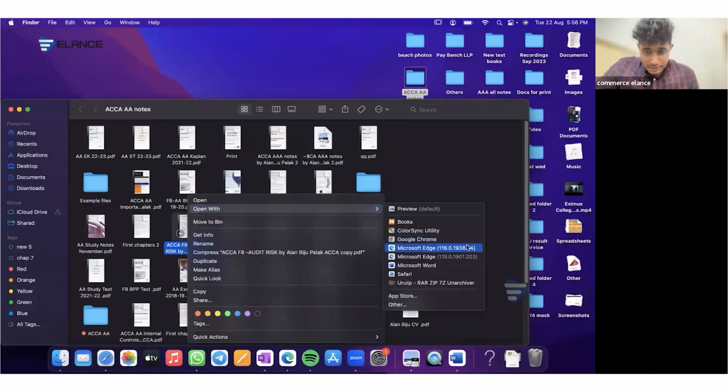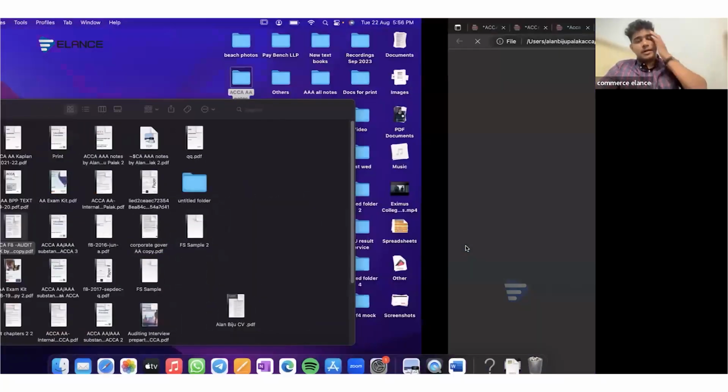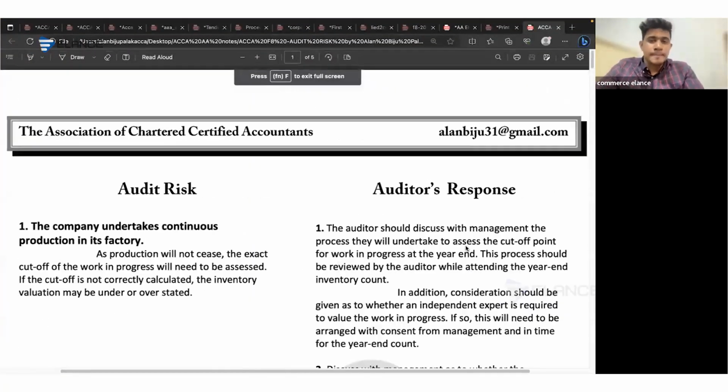We discussed many risks and responses. If you look through these risks and responses, you will get a clear picture about what you need to give as the risk and what you need to give as the response. I will show you this file at the end of the session. I have already given it to those students who were in our regular session.